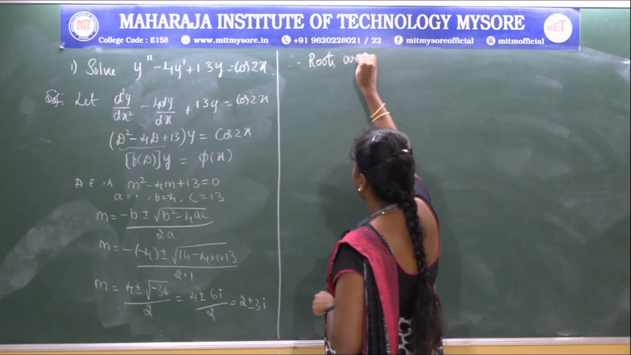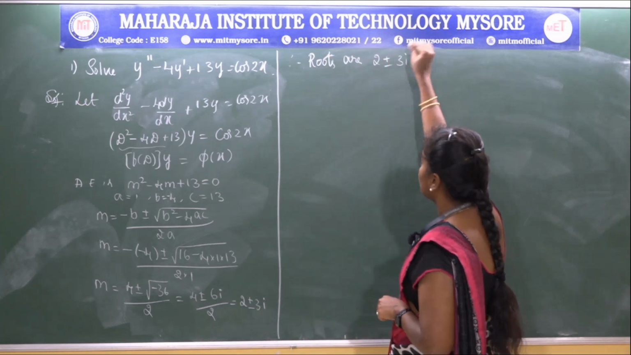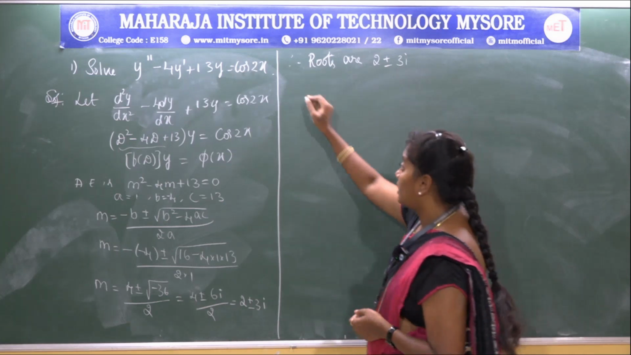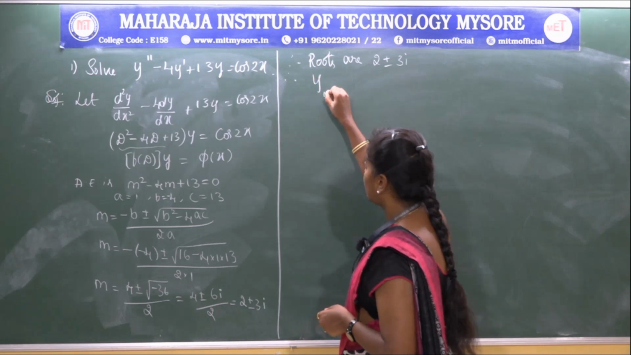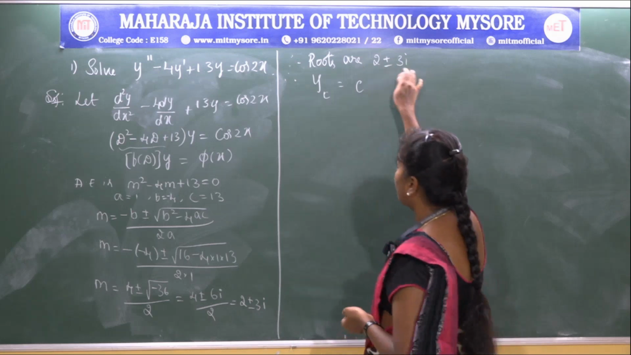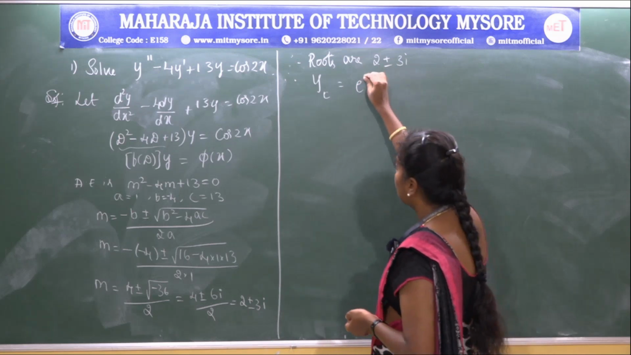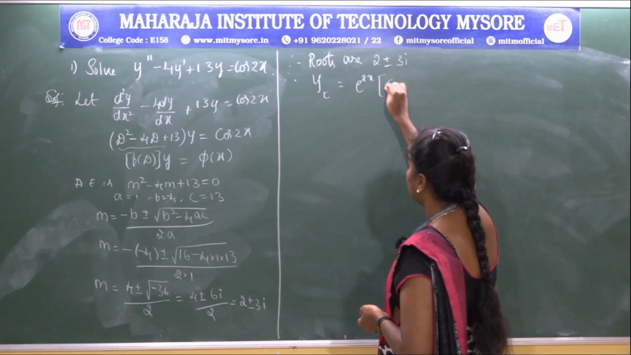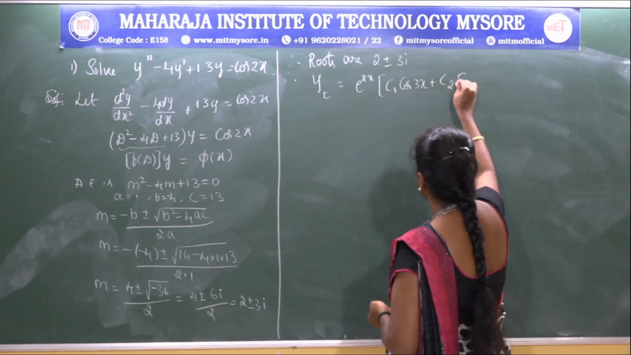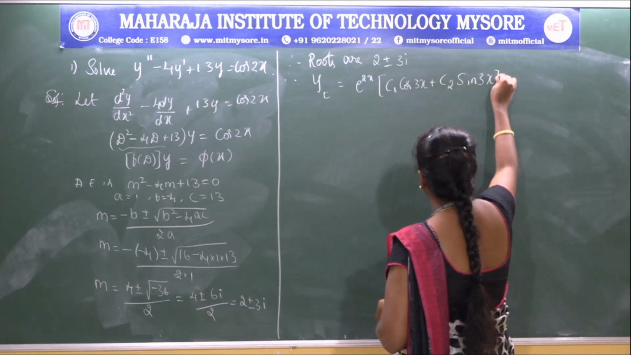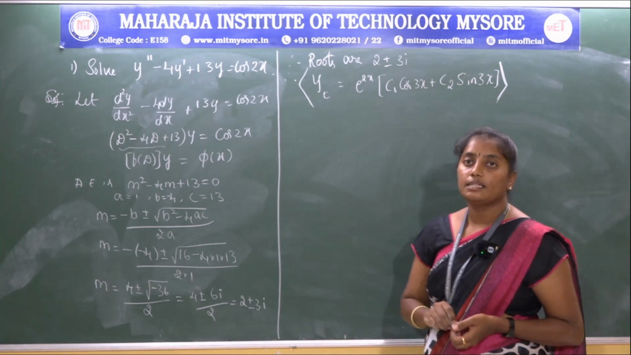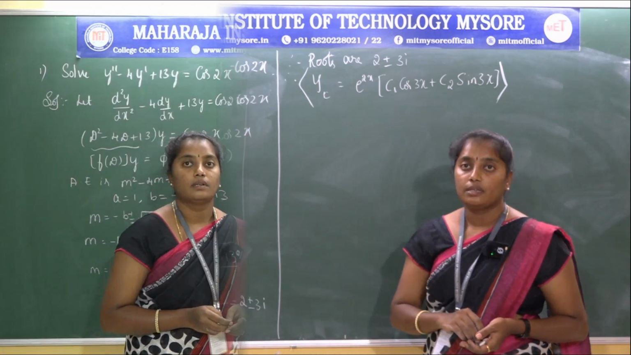Roots are 2 plus or minus 3i. We have two roots here, 2 plus 3i and 2 minus 3i. Therefore, yc is equal to e to the power of the real term of the obtained complex element, which is 2, so e to the power of 2x into c1 cos 3x plus c2 sin 3x. This is the complementary function.